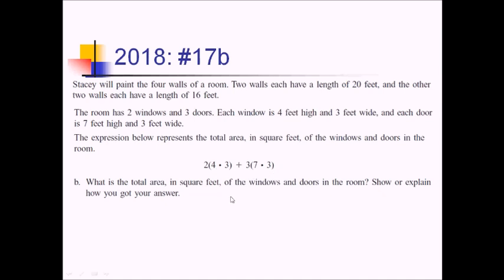Nice. Let's do parentheses first. We don't really have to because we've got all multiplication here, but hey, why not? So we've got 2 times 12 plus 3 times 21. That's going to be 24 plus 63, because we have to do multiplying before adding, M before A in PEMDAS. And then 24 plus 63 comes out to, let's see, 87. So that's 87 square feet, because we're doing area now.